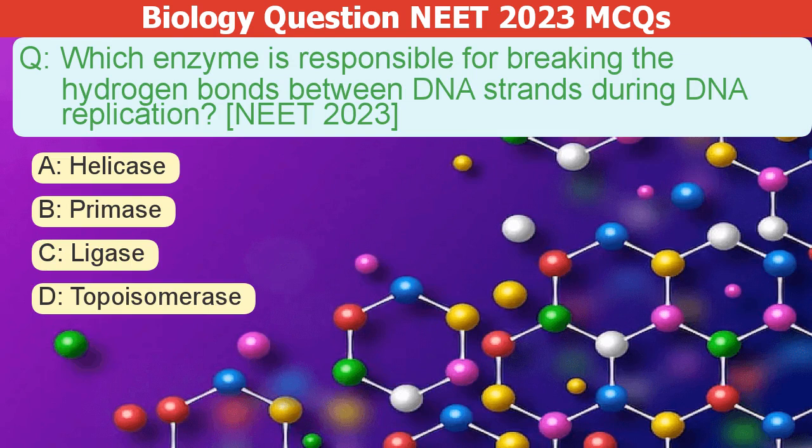Which enzyme is responsible for breaking the hydrogen bonds between DNA strands during DNA replication? NEET 2023. A. Helicase. B. Primase. C. Ligase. D. Topoisomerase.